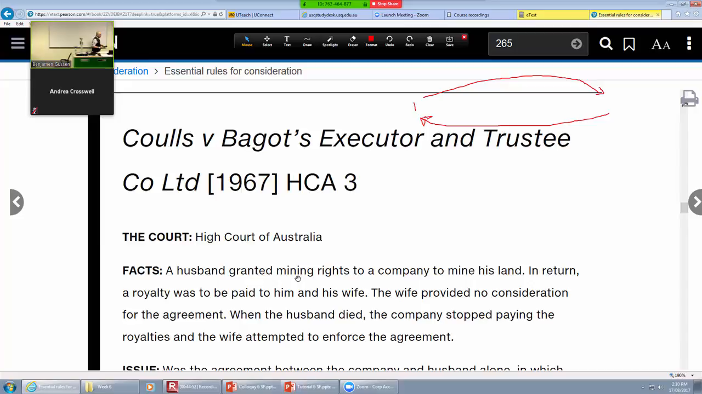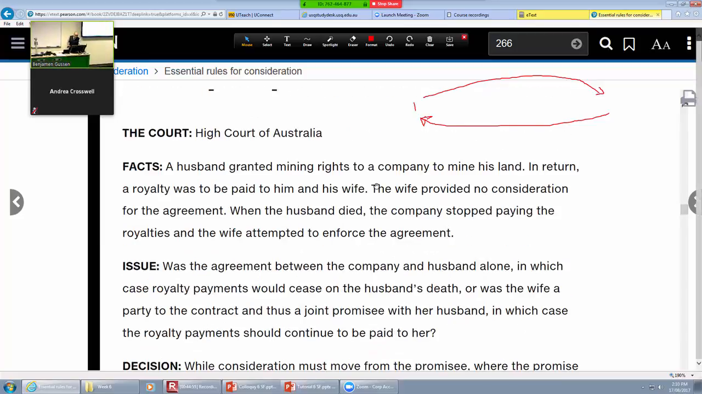The wife provided no consideration. You see that? Why do we say the wife provided no consideration? The royalty is coming out. So what are the promises that are exchanged? I will give you the rights to mine. That's my promise. Your consideration is the royalties. I'm the husband. I'm the owner of this land. I'm the only one who can give you the right to mine because I'm the owner. That's my promise. Your consideration is the royalties. Where's the problem? The royalties are not just coming to me, but to also my wife.